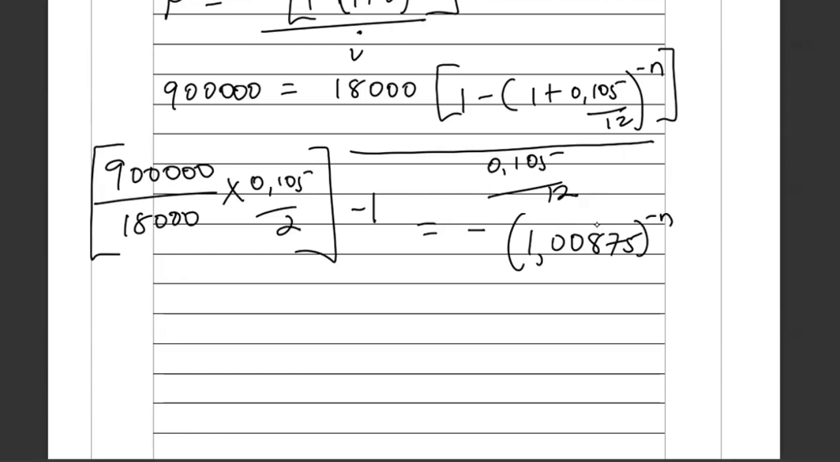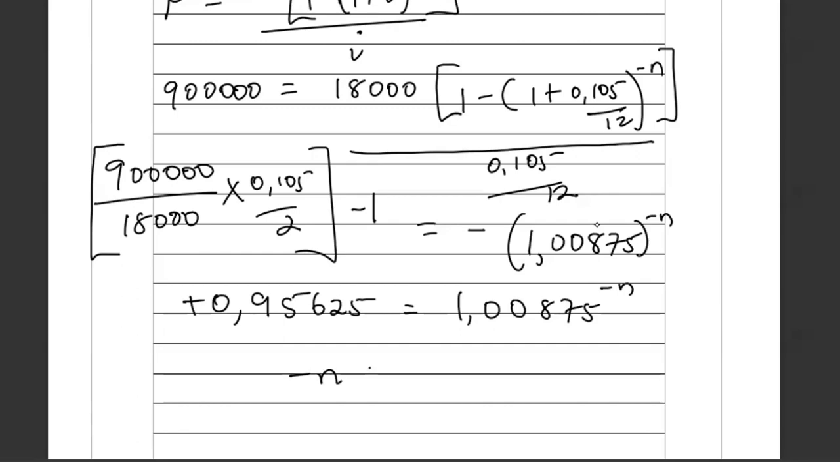Okay, then we multiply by the 0,105 over 12. We are subtracting a 1 after that. All right, I'm getting negative 0,95625. Okay, negative and negative is going to be a positive, okay? To the exponent of negative n.